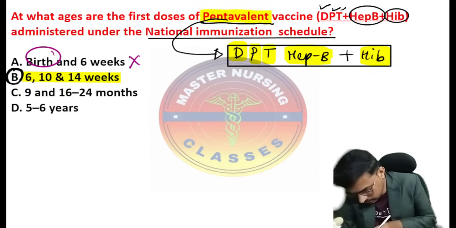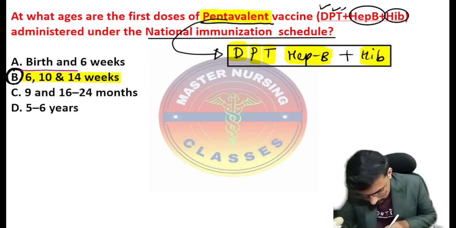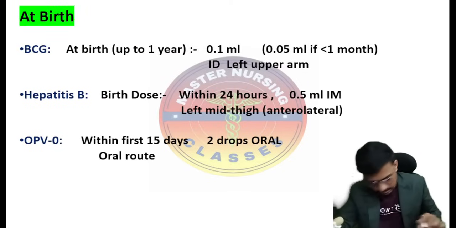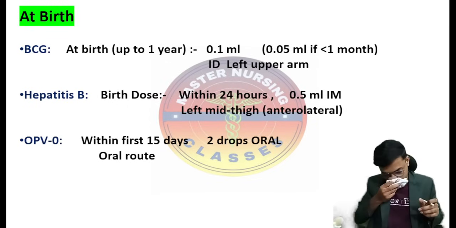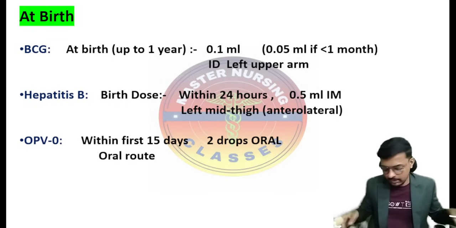So for this particular question, answer B is the correct answer. Very important, right? Here comes all the explanation about the national immunization schedule, which I am explaining now, and which is very important for you all.